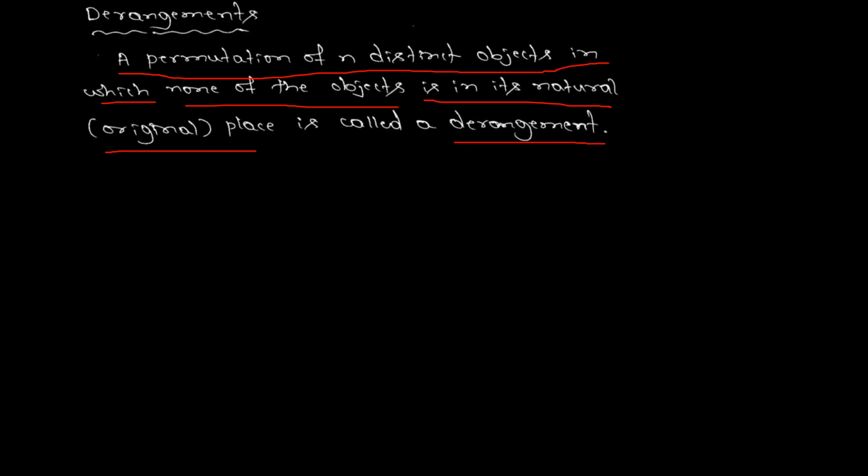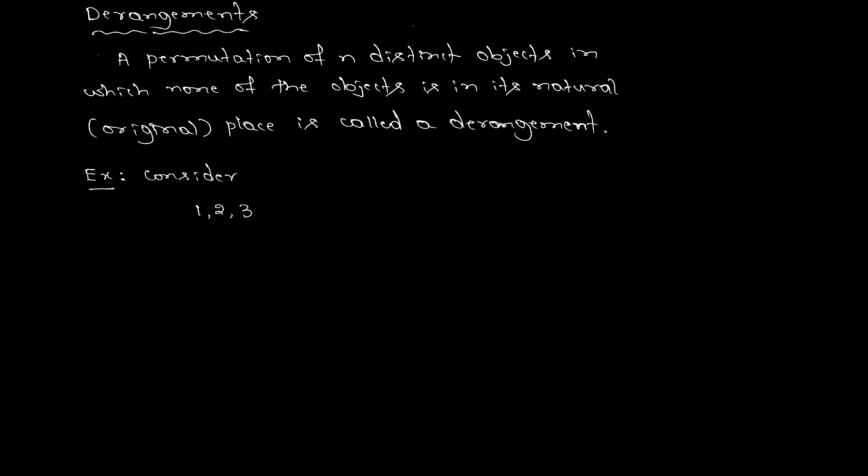Let us take an example. Here we have taken a sequence of three numbers in which 1 is in the first place, 2 is in the second place, and 3 is in the third place. So these are the original places of 1, 2, 3. Now suppose we want the derangement of this.